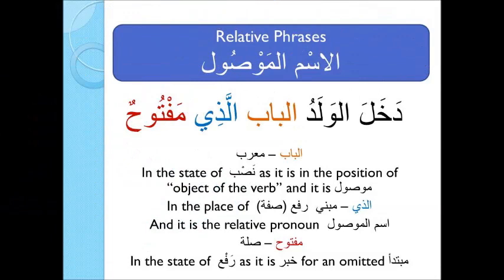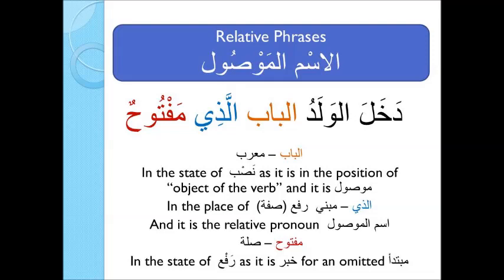And now taking a look at relative phrases, al-ism al-mawsul. In the sentence, دخل الولد الباب الذي مفتوح. The first part of the phrase is the term al-bab, which is mu'rab, and it is in the state of nasab as it is in the position of the object of the verb, مفعول به, and it is the موصول. Then we have the term الذي, which is mabni, in the place of rafa, as it is the sifa, and it is the relative pronoun, اسم الموصول.